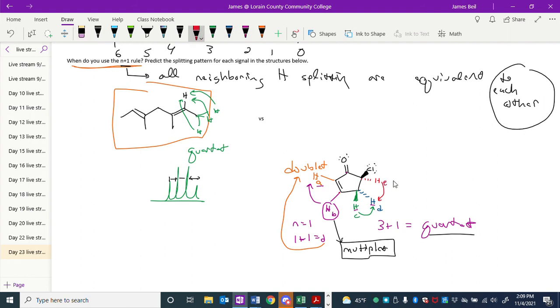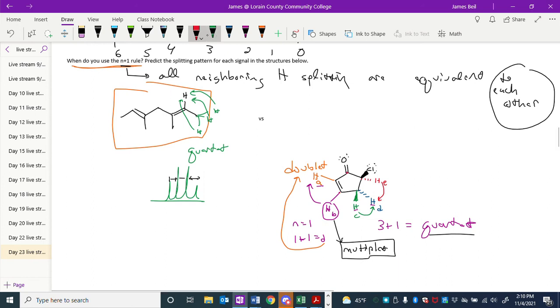Let's take a look at HE. Its coupling constant. So there's nothing on this neighboring carbon to split it, but C and D should both split. Now C and D here are pretty similar. They're on the same carbon. They're diastereotopic though, so they're not equivalent. So they may not split E with the same coupling constant.